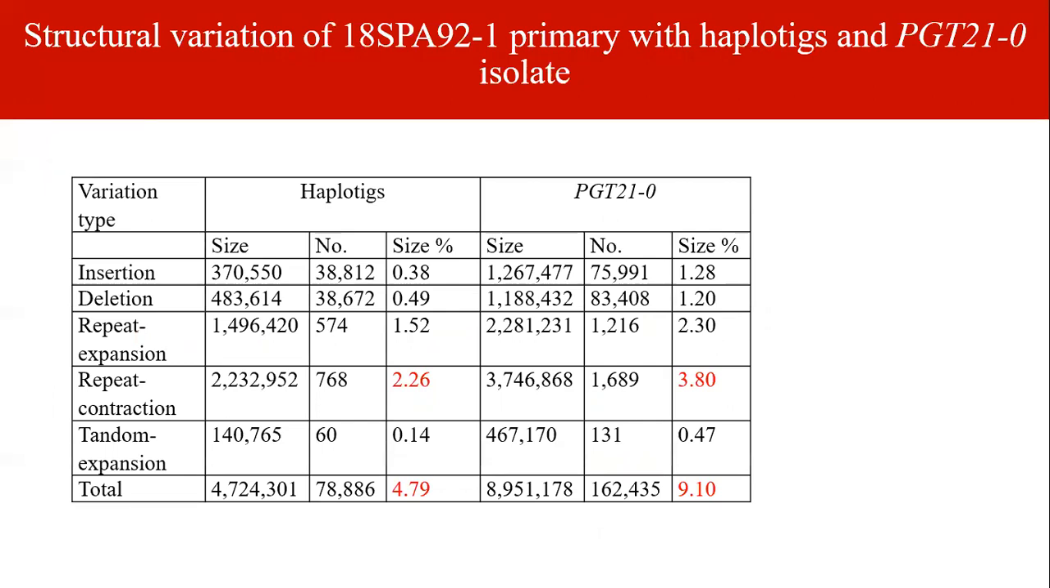Structural evaluation of 18SPA92-1 was determined using Hapsolutely against the PGT21-0 assembly. In terms of number, insertions and deletions are larger in number than others. But in terms of size, repeat contraction is larger than the others. Overall, the size of structural variation was about 9% of the primary assembly size.